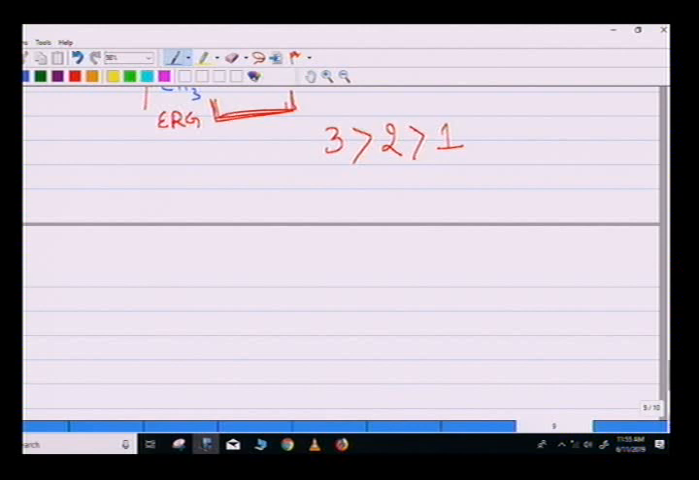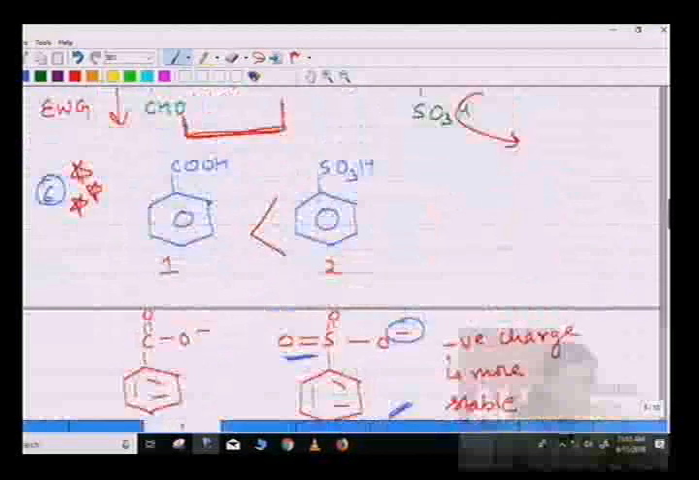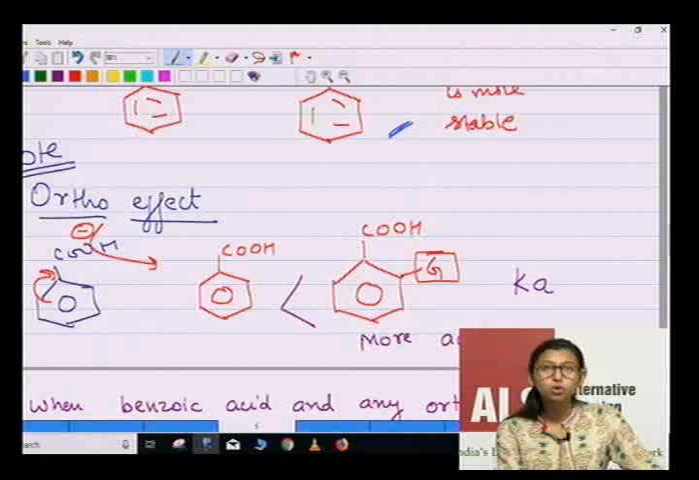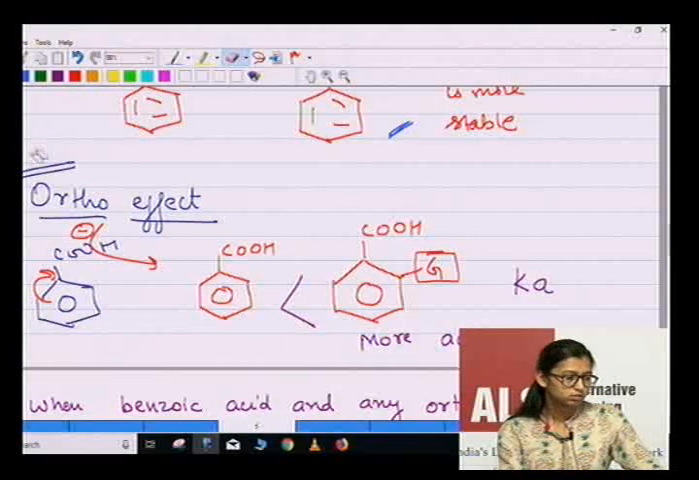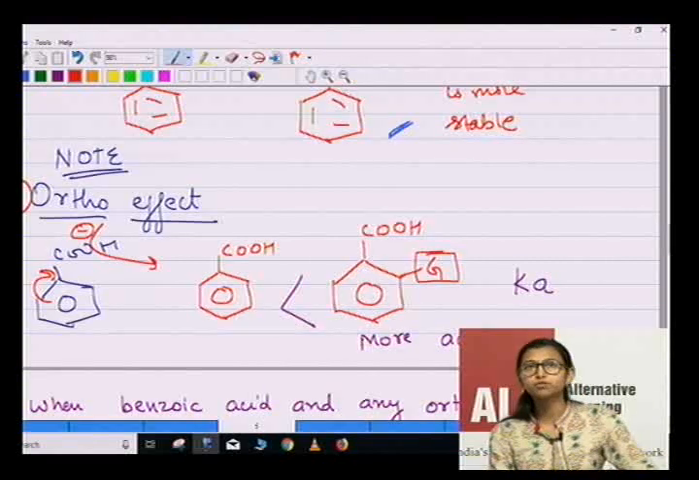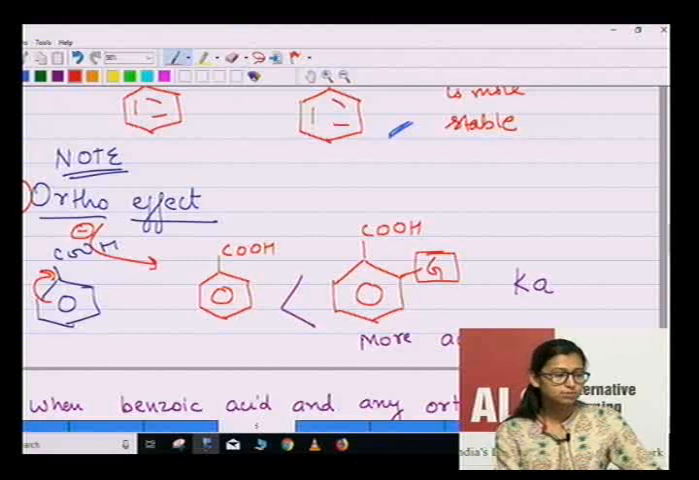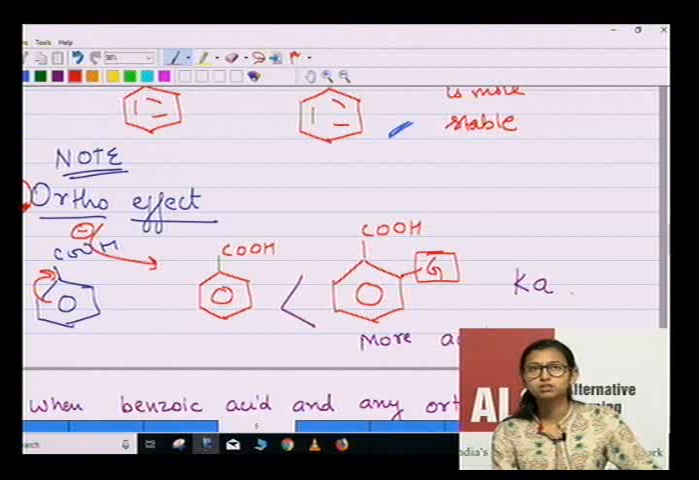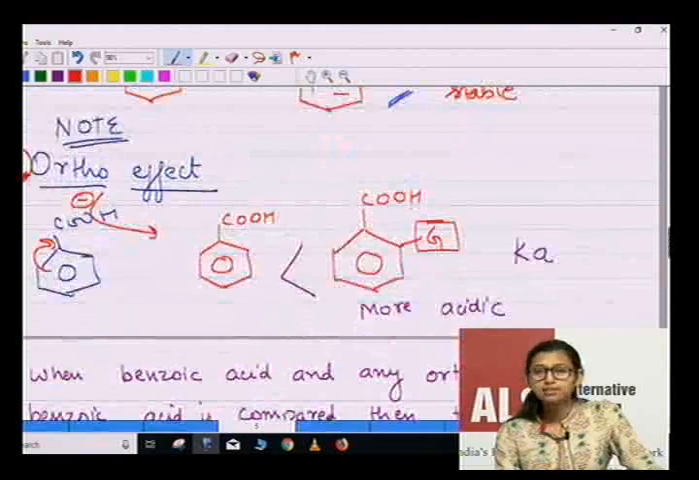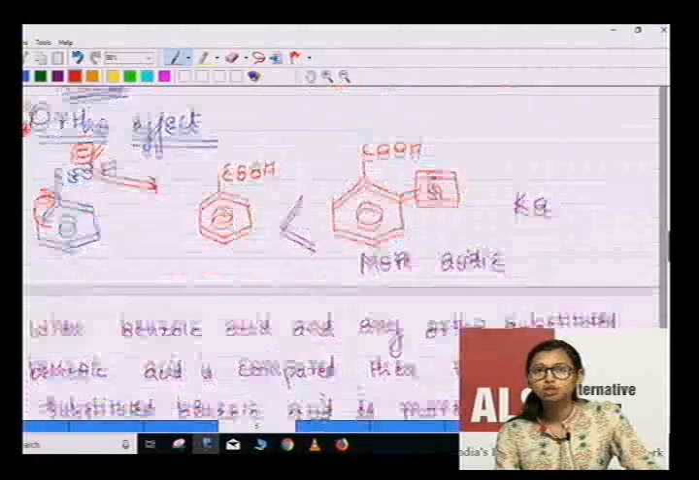You can write all these things in the note. Where were we? Everyone look at the screen. We have started the ortho effect now. I am writing the note here. So just make the first point in the note of the ortho effect itself, okay? Write down the note as the heading and the first point will be your ortho effect, okay?